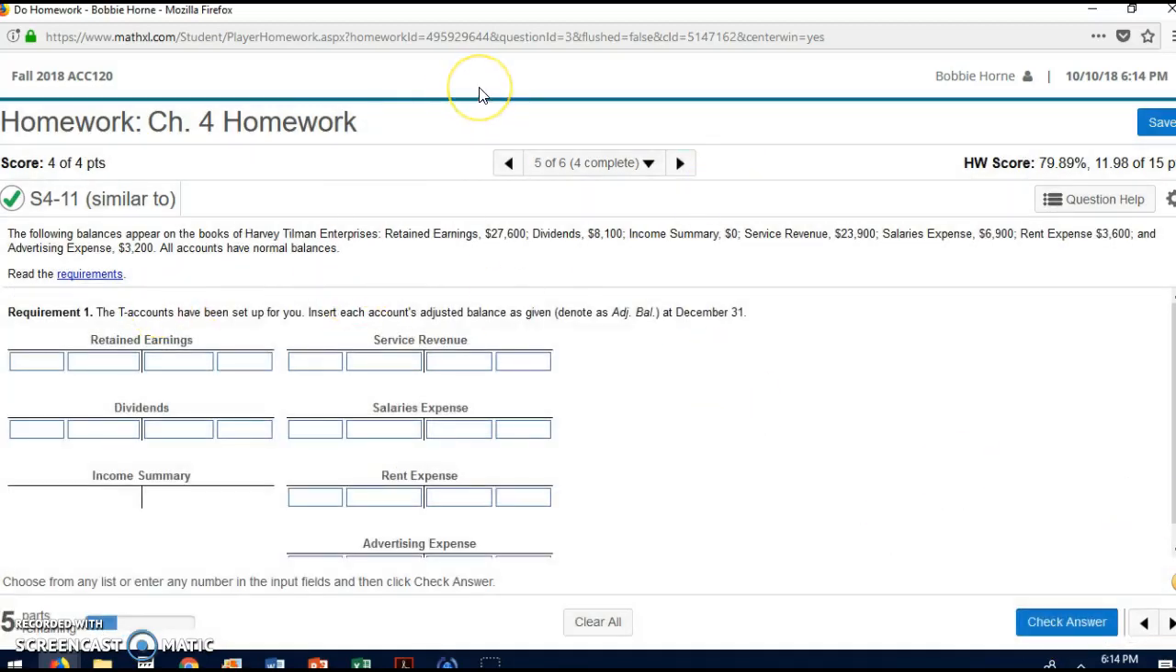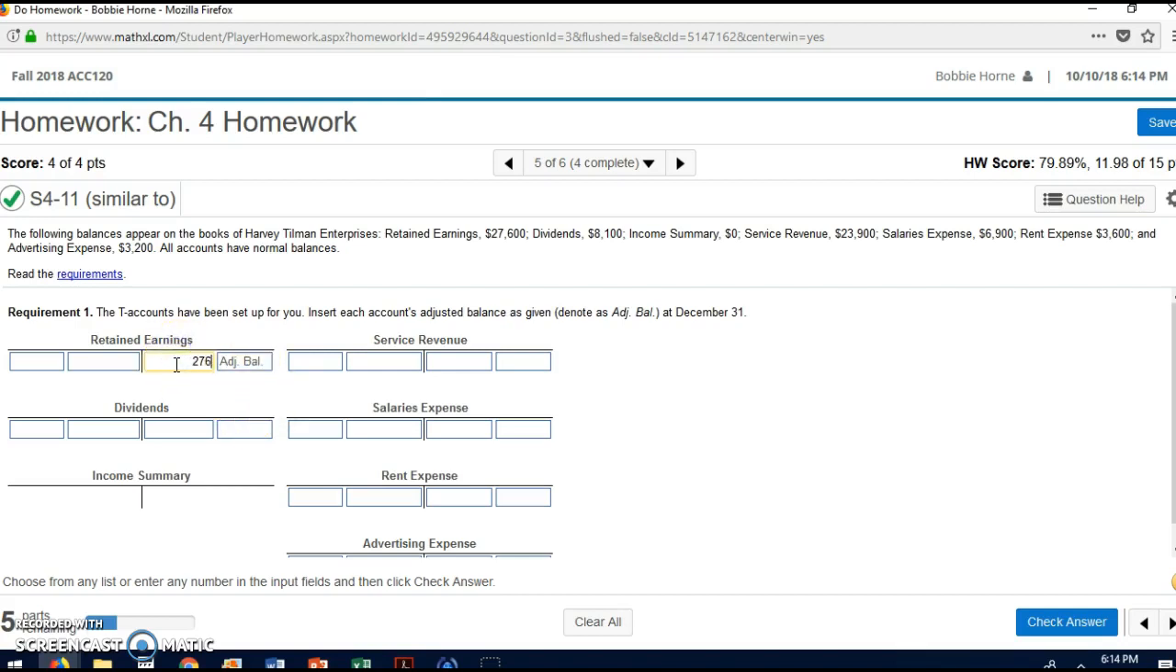Okay, this is problem number 5. The following balances appear on the books of Harvey Tillman. So we have these account balances that already exist, and requirement 1 says the T accounts have been set up for you. Insert each account's adjusted balance. So all you're doing is entering these balances on the normal balance side.